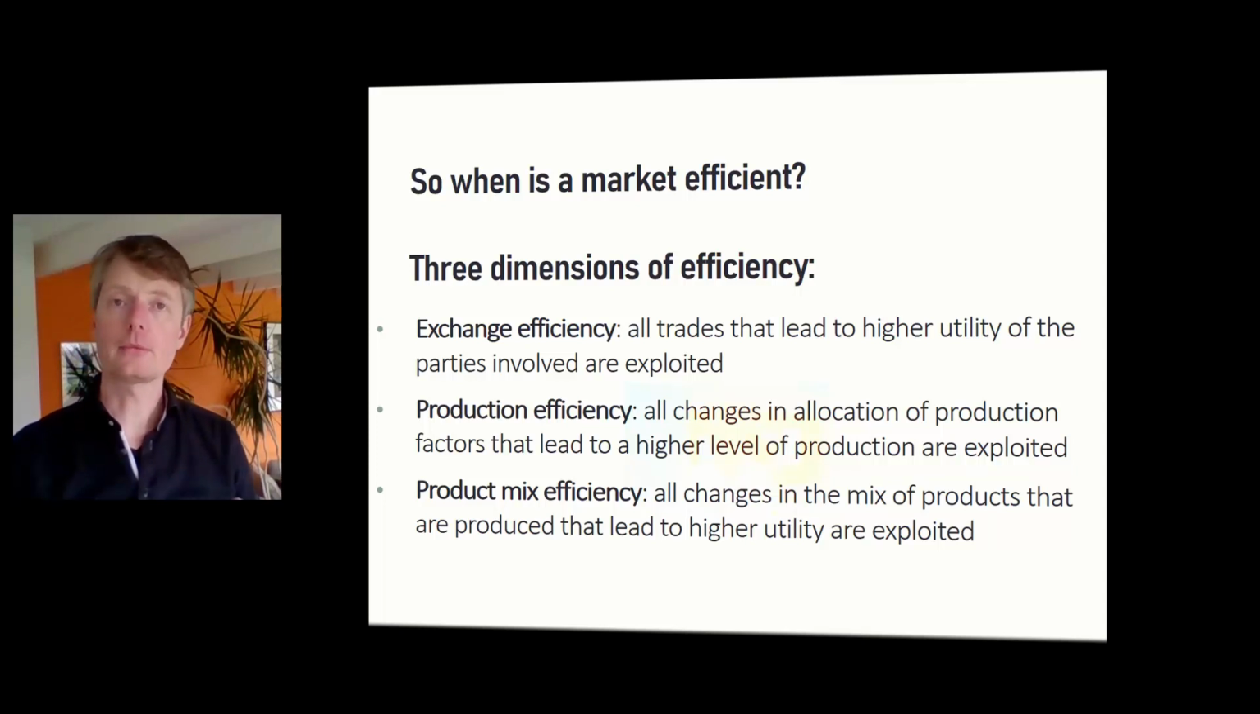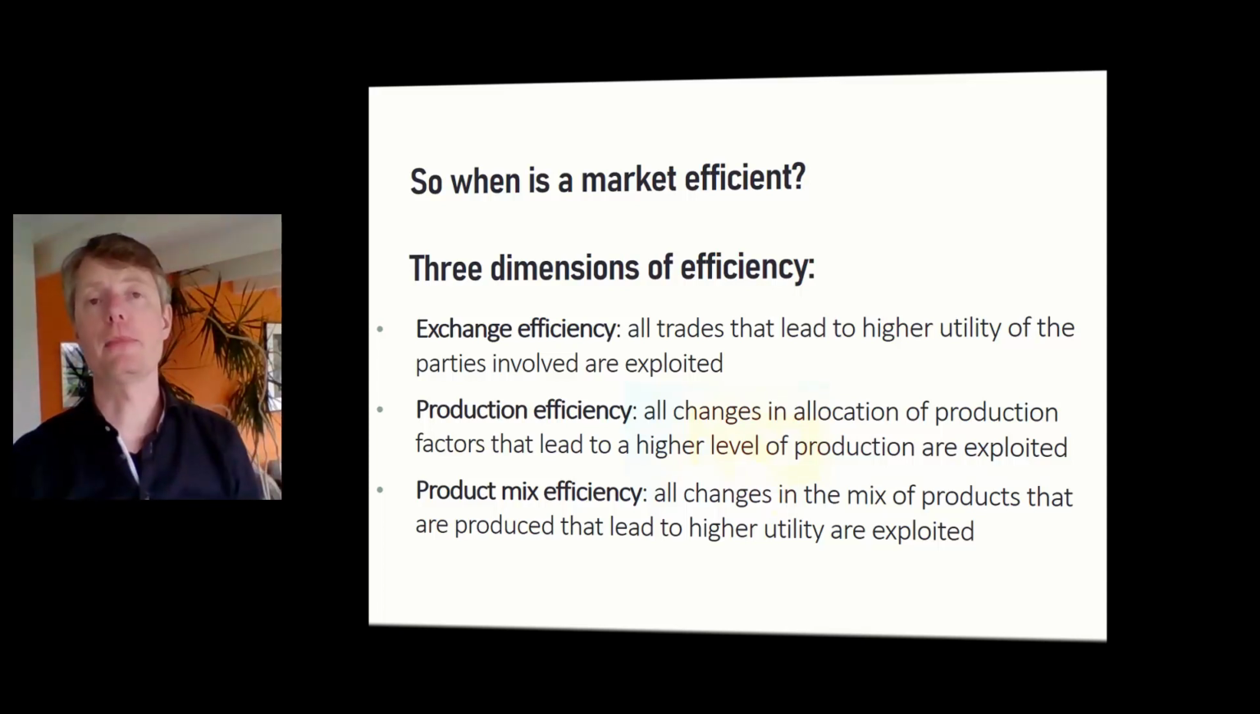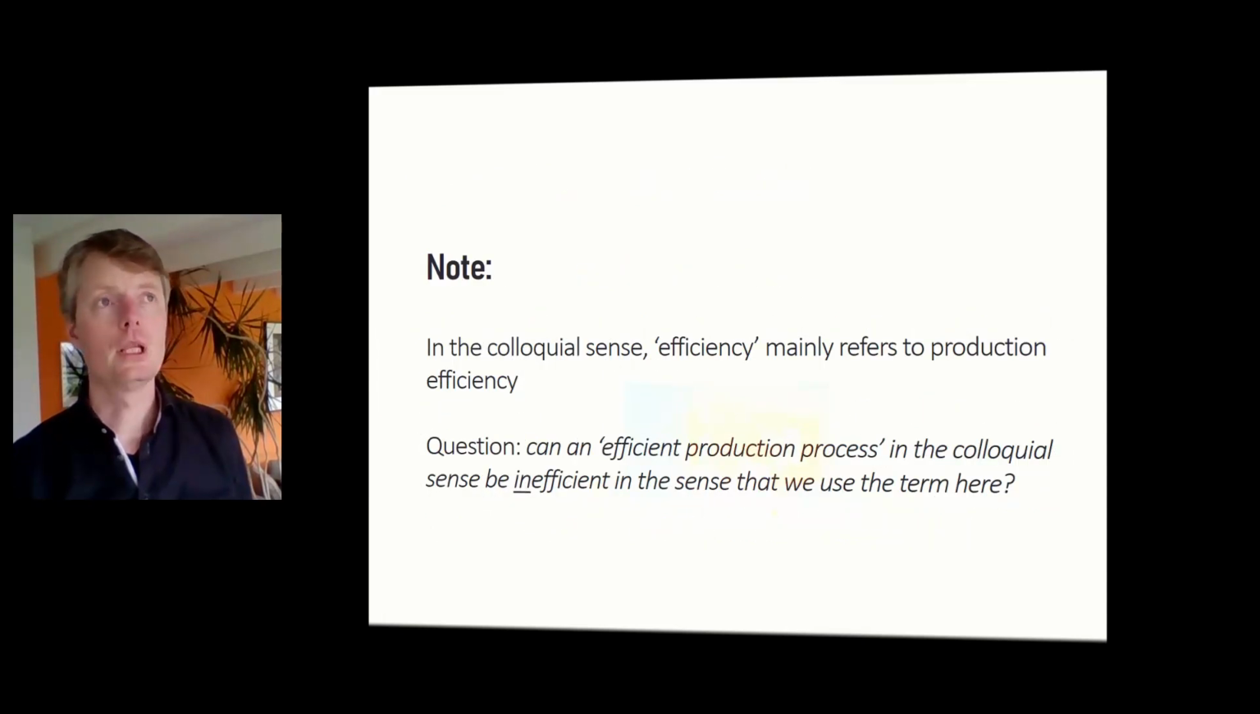unexploited. And in the textbook, you can have a look at the two other dimensions of efficiency: production efficiency and product mix efficiency. And only when all of these efficiency conditions are met, we consider the outcomes of a market to be efficient. As you may have noticed, the way that we use the term efficiency is very different from the colloquial sense.